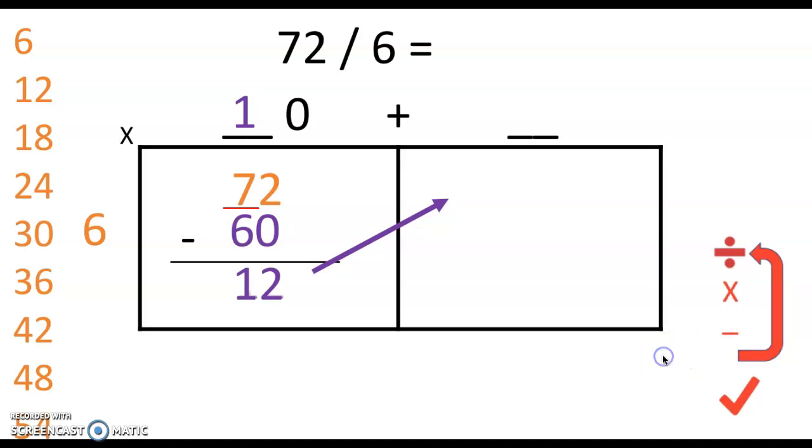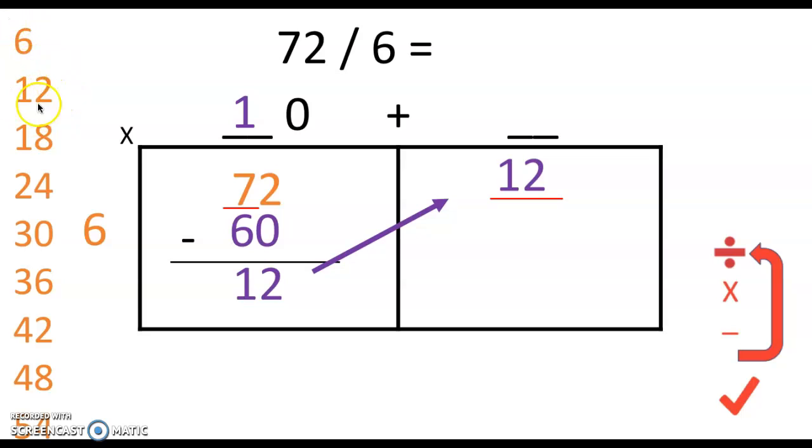Then we're going to repeat. We can't repeat till we bring up our next number. Now we're going to divide. We know that we're in the ones place, but we can't forget our tens that were left over. So let's see what's the closest we can get to 12 without going over.